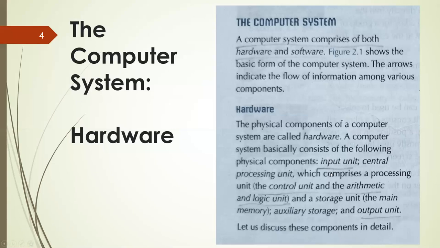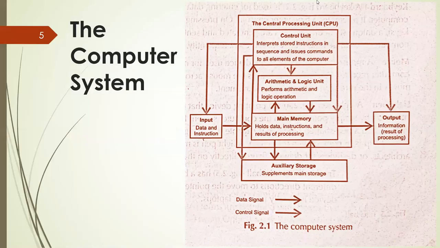Mainly the input unit, the central processing unit, that is the CPU, which comprises the control unit and the arithmetic and logical unit. The arithmetic and logical unit will process arithmetically and logically. And the storage unit, the main memory, will store it, then the auxiliary storage and output unit. So let us see how it works. This is the picture or figure of a CPU, how it works inside the central processing unit.